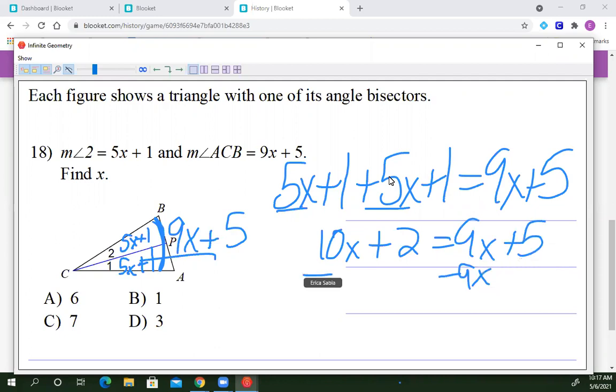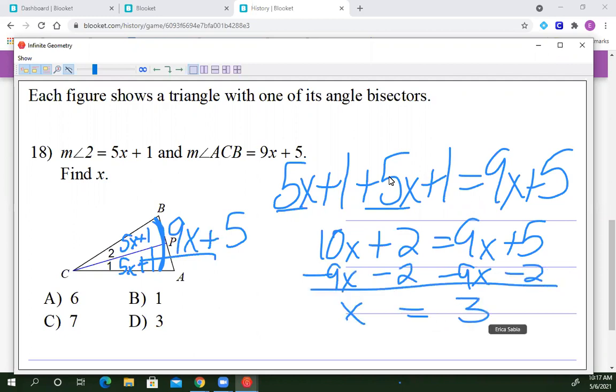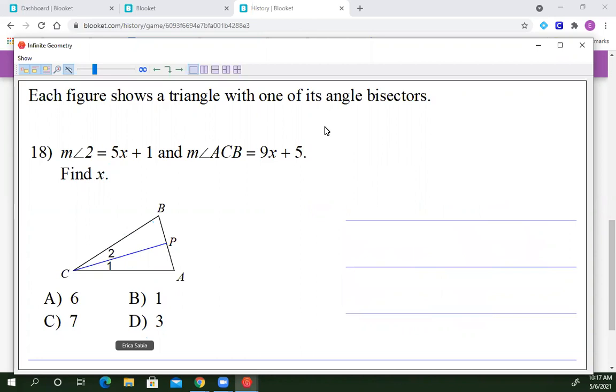So hopefully this was easy peasy. Good. The answer is 3. Make sure that you're answering the question that they wanted. They did just want you to find x, and x is 3. They can very easily ask you to find the measure of angle 1 or find the measure of angle ACB. You got to make sure you go back and check, but they really just wanted x, and x is 3. So we're happy.